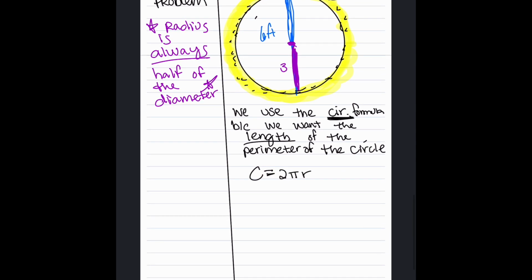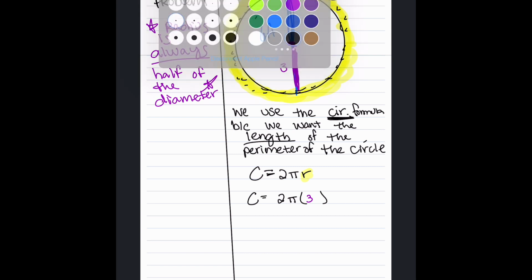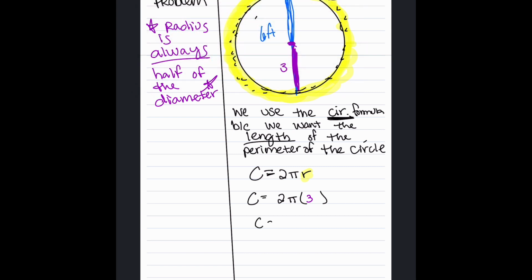Go ahead and see if you can plug in the correct value. For the r, be careful not to plug in that 6, because 6 is the diameter. So it should be 2 pi 3. And then you get the final circumference of 6 pi. That 6 comes from 2 multiplied by 3.